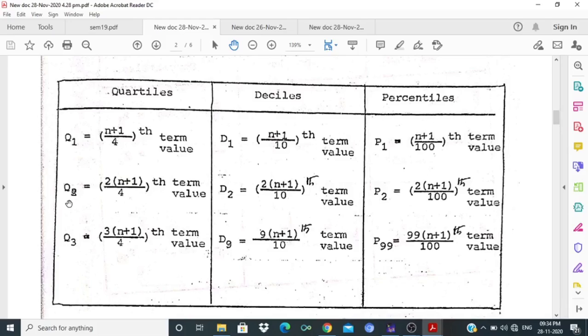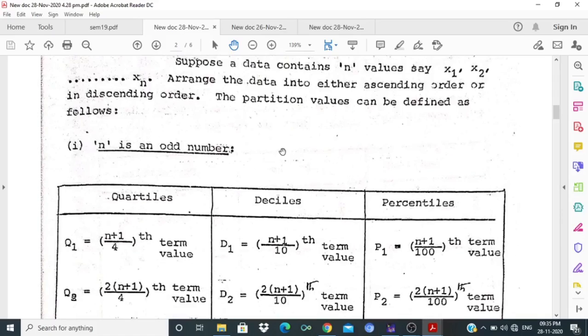Similarly, Q2 is the 2 into (n plus 1) by 4th term value. D2 is the 2 into (n plus 1) by 10th term value. P2 is the 2 into (n plus 1) by 100th term value. Similarly, the quartile Q3 is the 3 into (n plus 1) by 4th term value. D9 is the 9 into (n plus 1) by 10th term value. P99 is the 99 into (n plus 1) by 100th term value. Here n is the number of variables, that is, the total number of values.